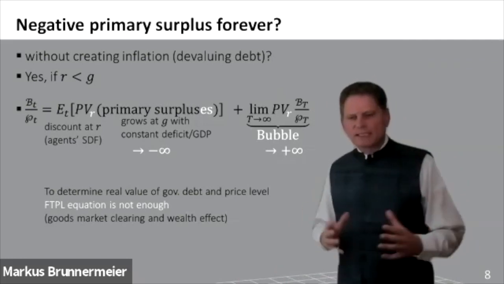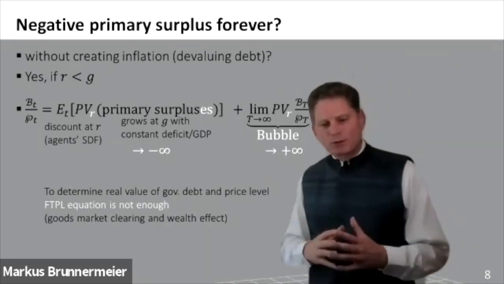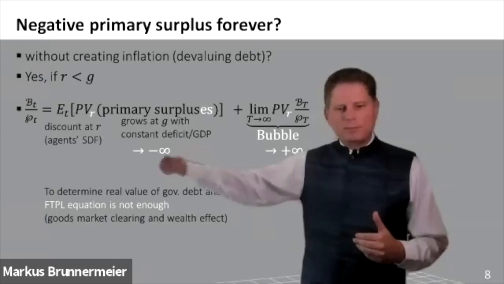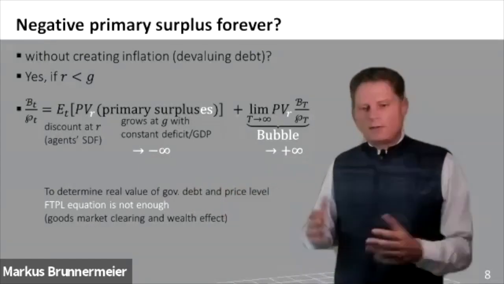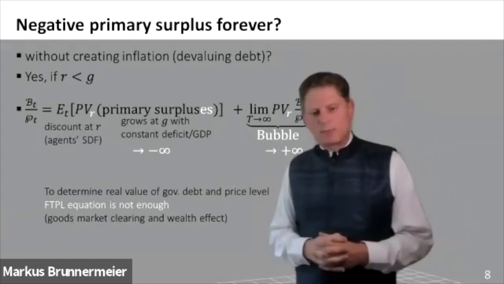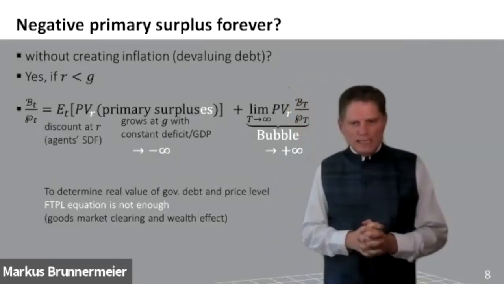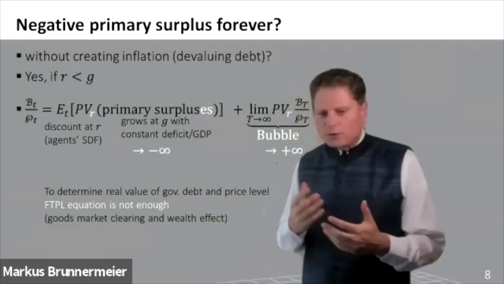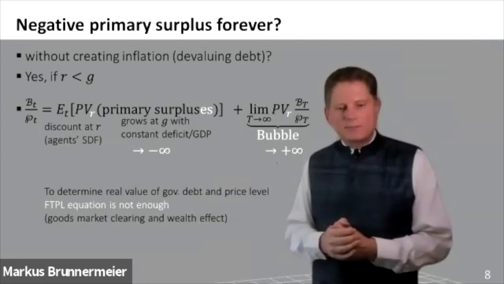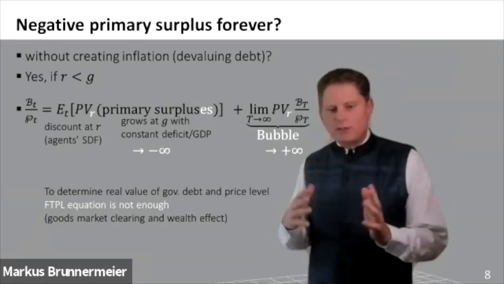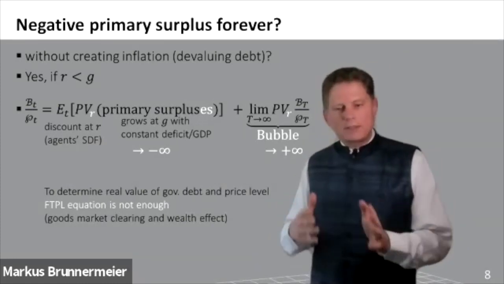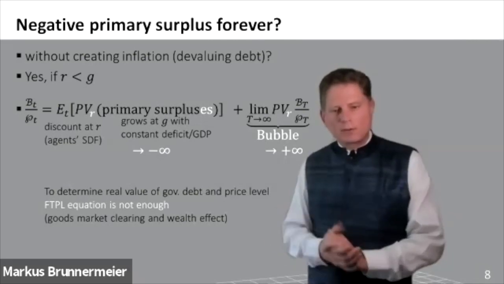It seems like the Japanese example shows you can do it. The projection for the US seems like there will be a primary deficit forever, so negative primary surpluses forever, without creating inflation or devaluing the bond or even creating this negative term. And that's the case, you can do that if the interest rate on the government bond is smaller than the growth rate of the economy.